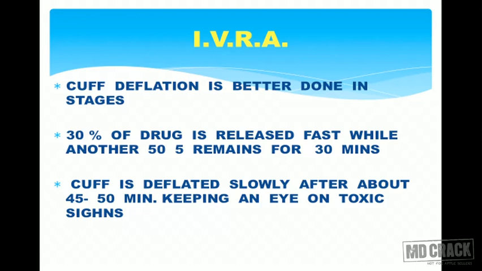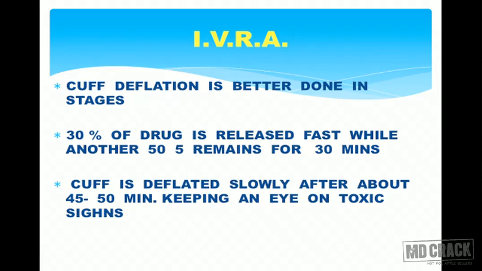30% of the drug which you inject is released fast, while another 50% remains for around 30 minutes. The cuff is deflated slowly after about 45 to 50 minutes, keeping an eye on the toxic signs. The lower cuff, which remains inflated, has to be deflated only after 40 to 50 minutes, because the duration of action of the local anesthetic solution you have injected is around 40 to 50 minutes. So as you deflate the lower cuff only after 45 to 50 minutes, you keep an eye on the toxic signs.